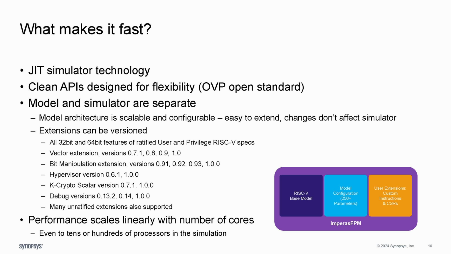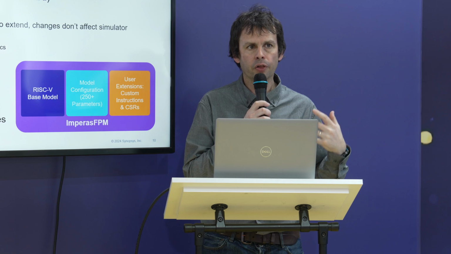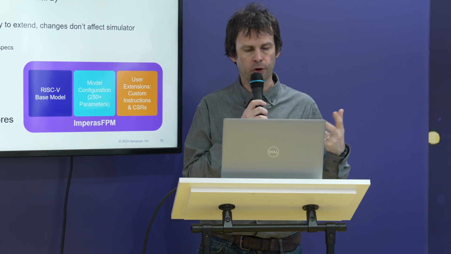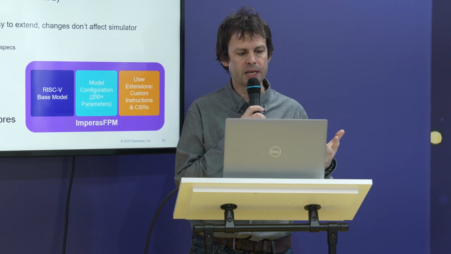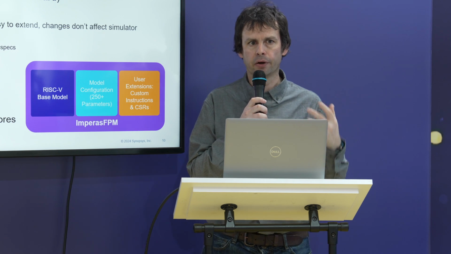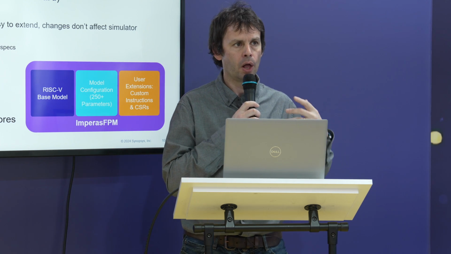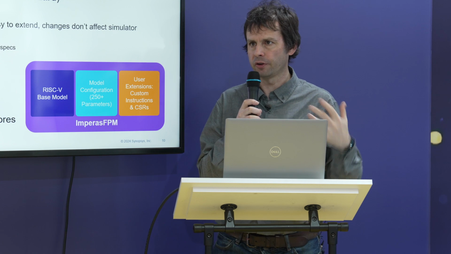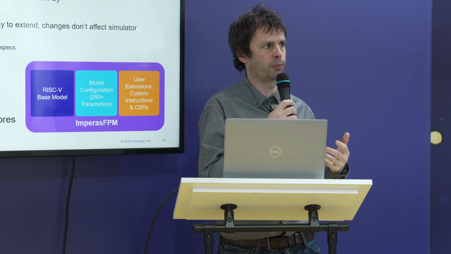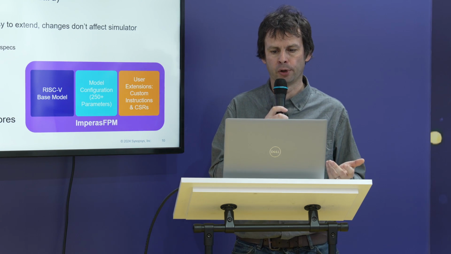So when we think about what makes the model fast, the underlying technology is a JIT simulator. So we're doing binary translation of the RISC-V instructions to the host x86 instructions. The architecture of the simulator and model has been designed over many years. It's a very clean and separate interface, so the changes in the model don't interfere with the simulator. Performance enhancements in the simulator don't compromise your models.